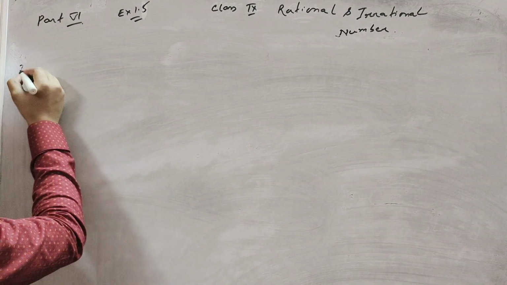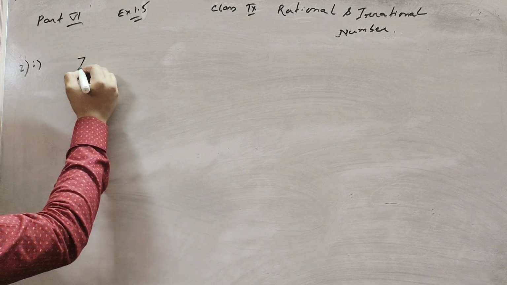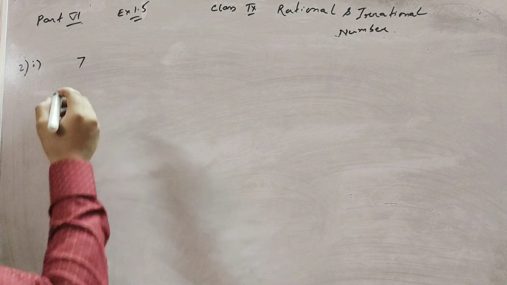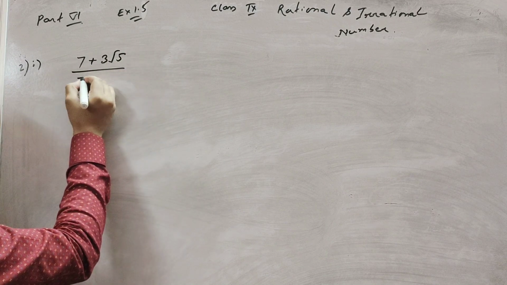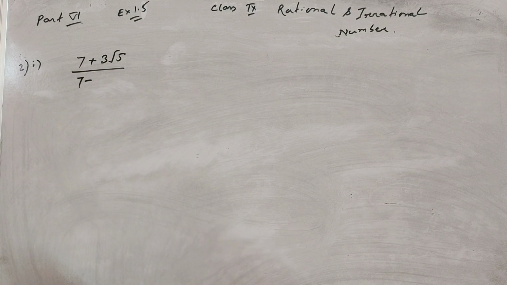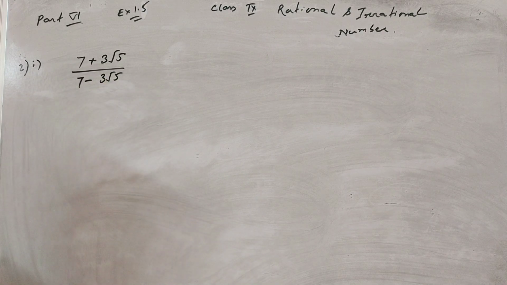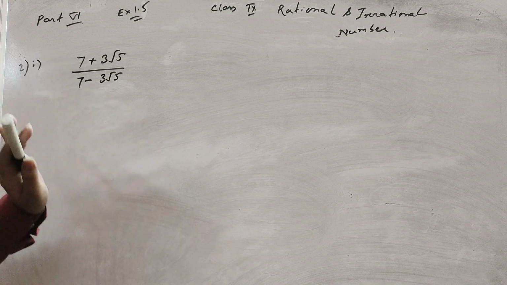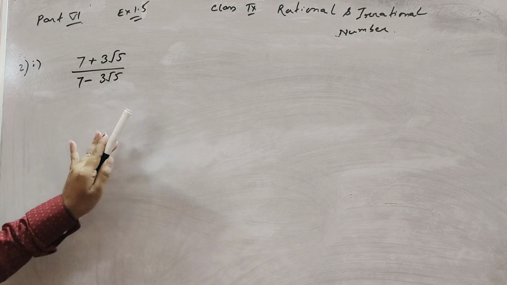Now it's time for question 2 subpart 1. 7 plus 3 root 5 by 7 minus 3 root 5. Okay, again I repeat, you rationalize the denominator. What is written in the denominator? 7 minus 3 root 5.